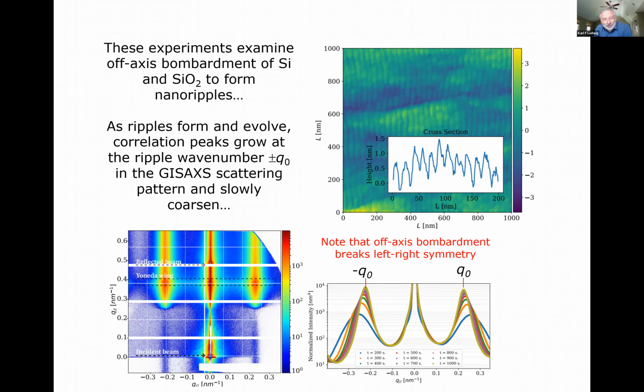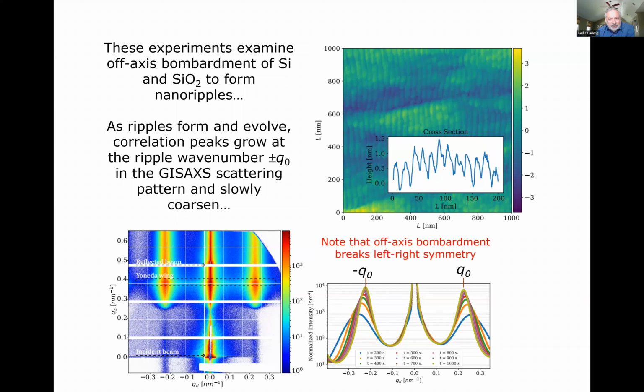So what we do with GISAXS, in particular, is we've been watching as we form these patterns on the surface of silicon and silicon oxide. Here on the bottom left is a typical GISAXS pattern, where Q parallel is along the bottom and Qz reads up. You've got the central Q parallel equals 0 intensity, but then you've got intensity along the wings, on the sides, and this is due to the formation of the correlated ripples during the bombardment, and then the Yoneda wing is also shown.